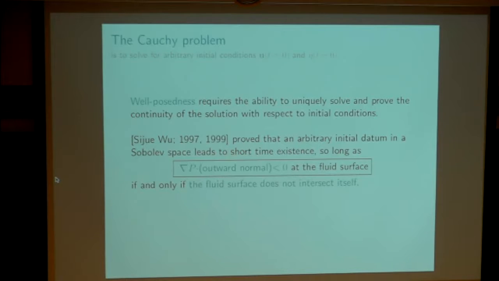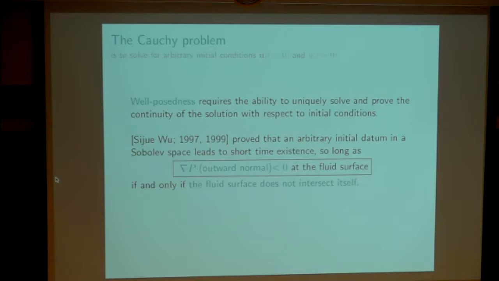The Cauchy problem is to solve the governing equations for the water wave problem for arbitrary initial conditions, to be precise, the shape of the initial fluid surface and the velocity distribution. Well-posedness means that a solution to this Cauchy problem exists and is unique, and the solution depends on the initial condition continuously, and of course it all is in some appropriate function space. It was not until 20 years ago that Sijue Wu proved the short time well-posedness for an arbitrary size of initial data in a Sobolev space. And I have to say that all the earlier work assumed smallness of the solution. So this was the first result that removes the size condition on the solution.